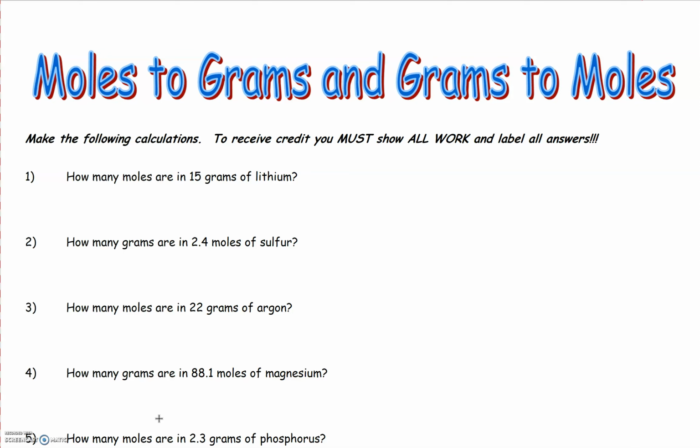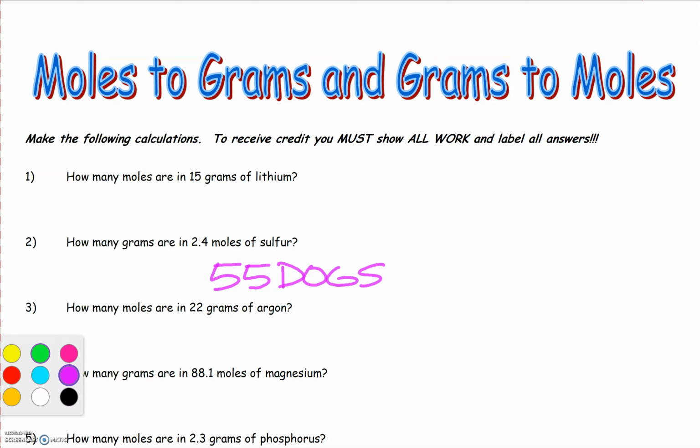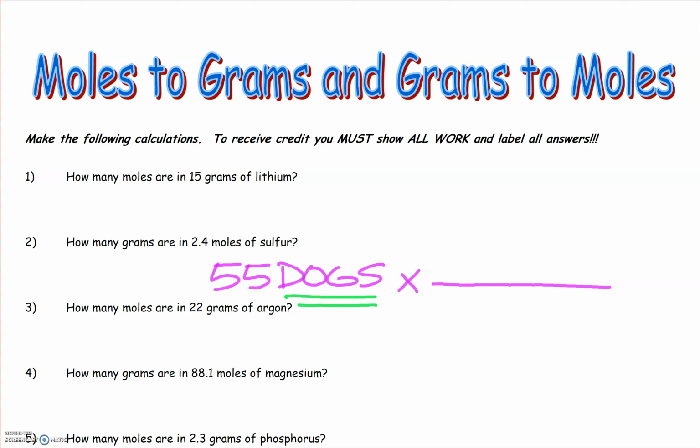So let's say we have something kind of silly. We have 55 dogs, and we've got to convert those dogs into something. It doesn't matter what you're converting into, you are starting with the unit. So I'm starting with dogs, and I need to get rid of them. I don't know what I'm converting them into, but I got to get rid of them. So this is a conversion factor. Multiplication sign and a line. So think numerator, denominator, top and bottom.